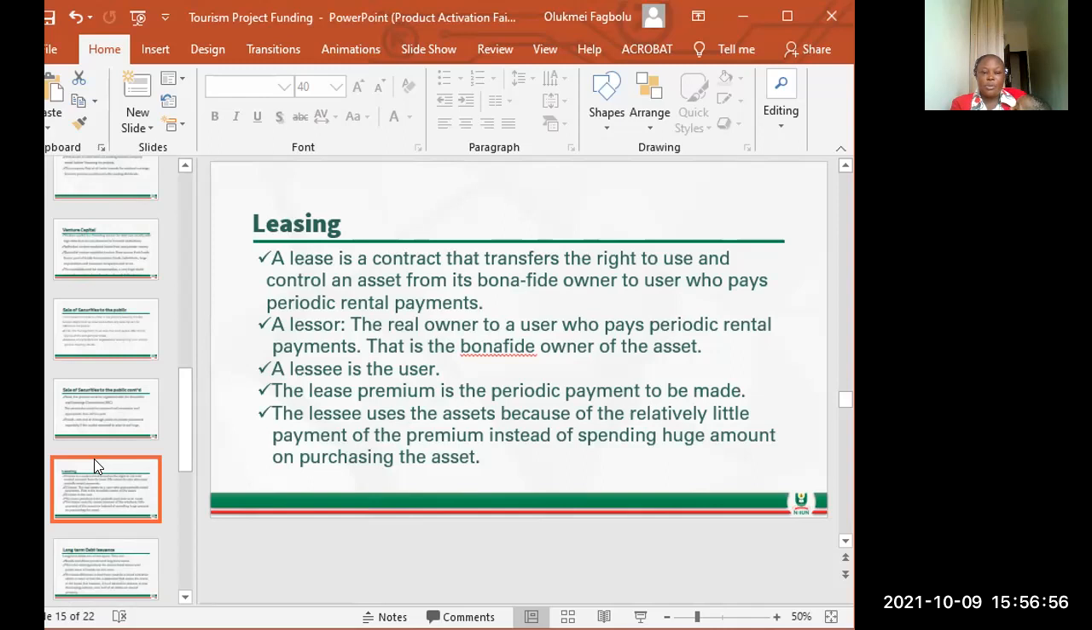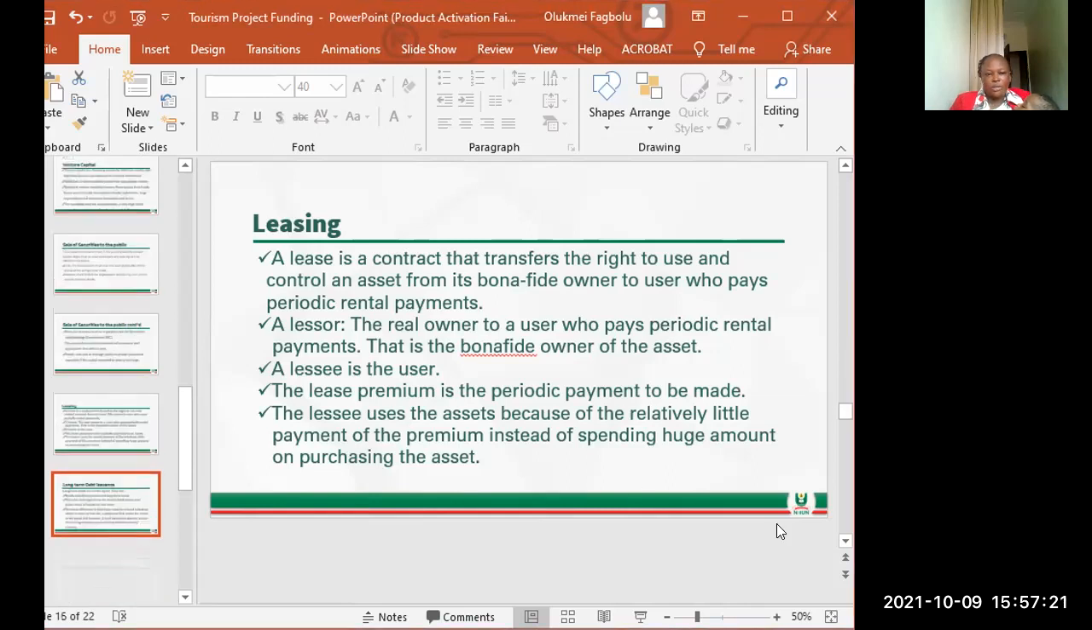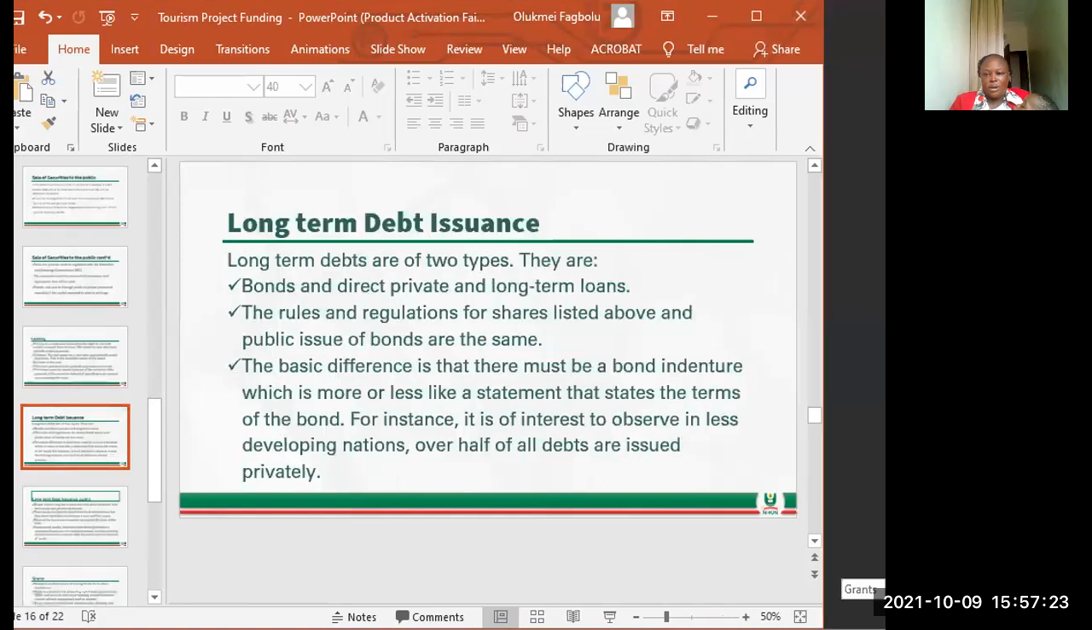So the leasing premium is the periodic payment. The money you pay is called the leasing premium, and it's a periodic payment to be made. And the lessee, that is you, will use the asset because of the little payment, or the premium, excuse me, instead of spending huge amounts. And the time is running against us. And the next one is supposed to be long-term debt issuance.